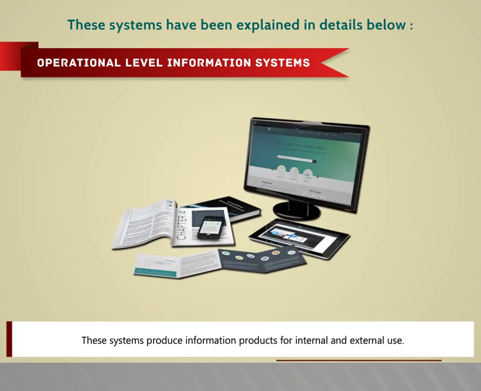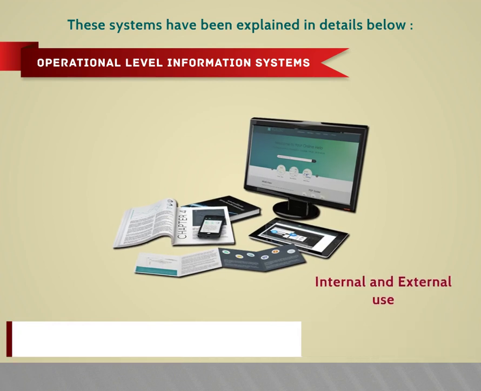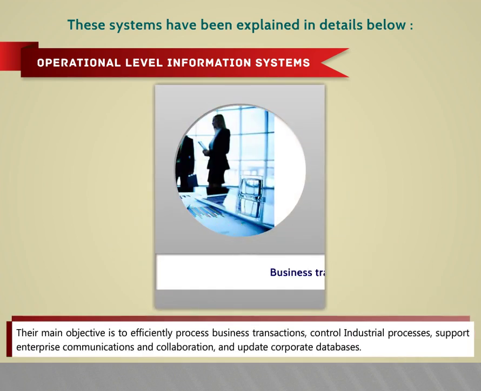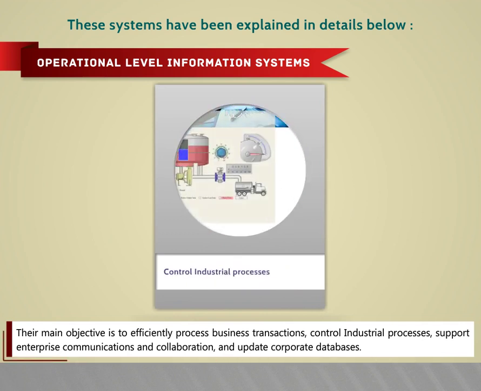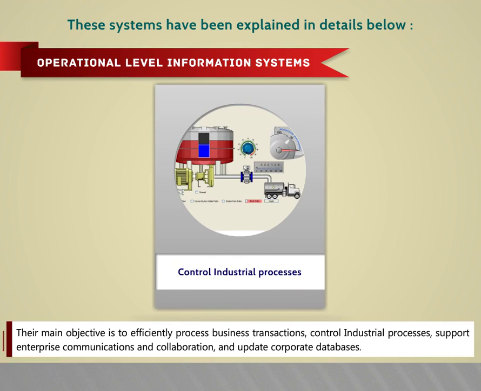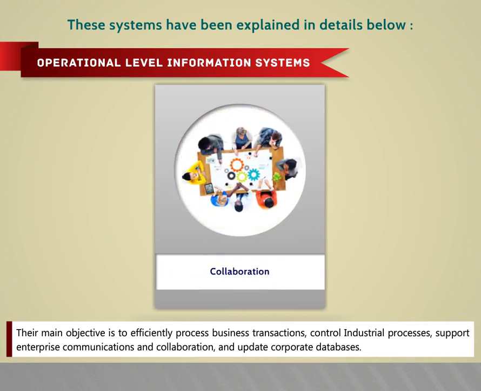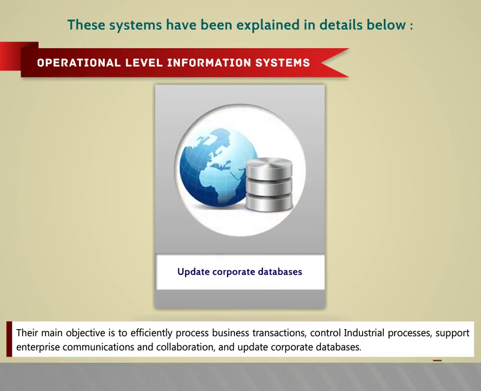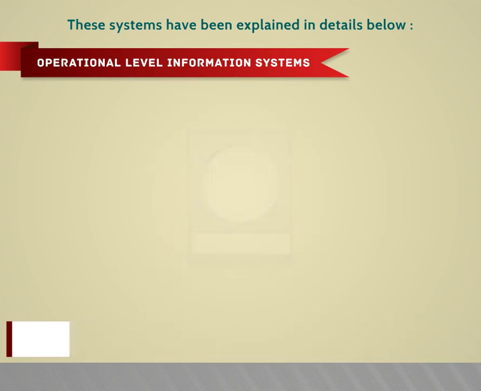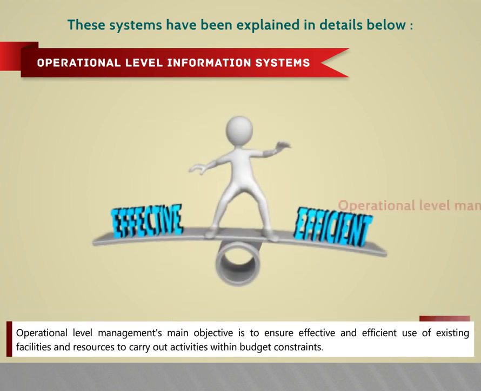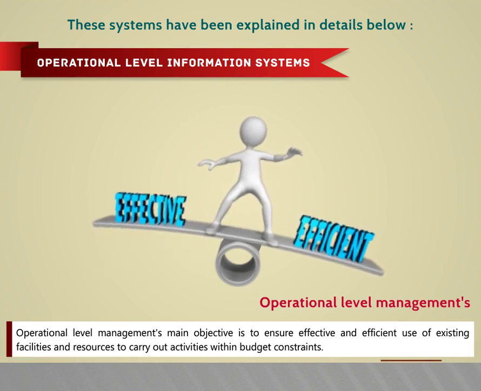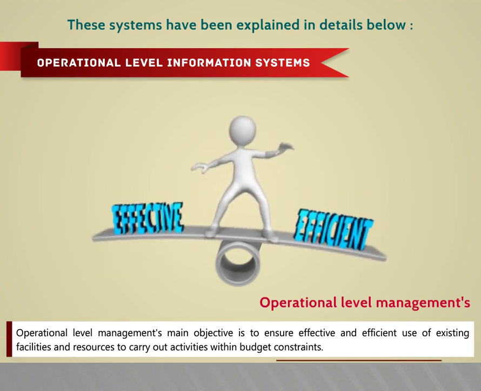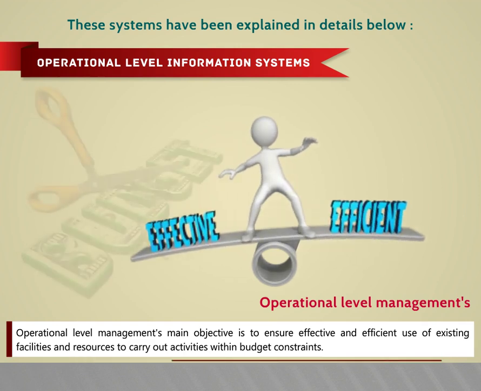These systems produce information products for internal and external use. Their main objective is to efficiently process business transactions, control industrial processes, support enterprise communications and collaboration, and update corporate databases. Operational level management's main objective is to ensure effective and efficient use of existing facilities and resources to carry out activities within budget constraints.